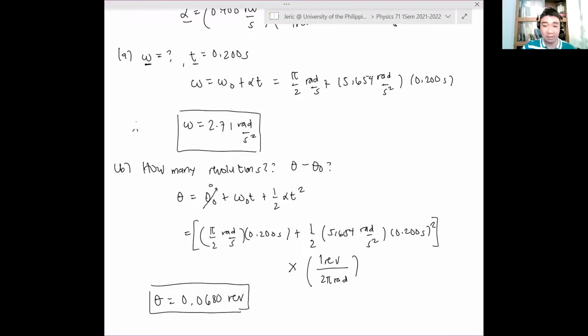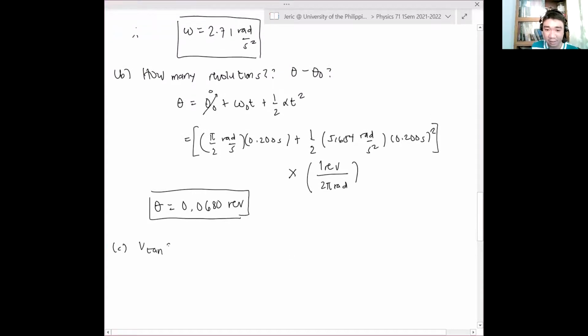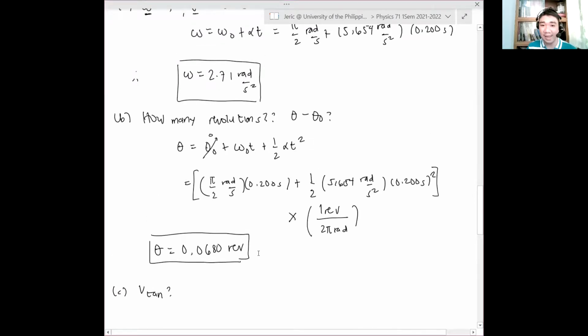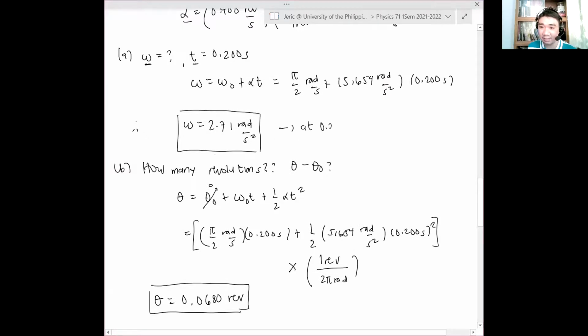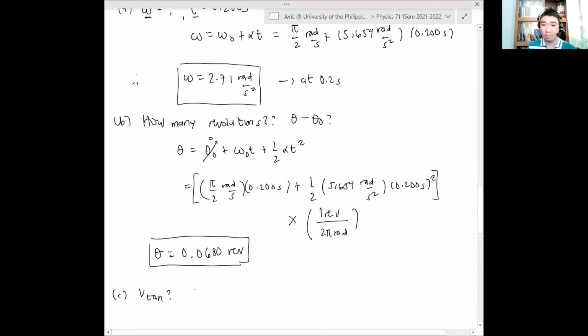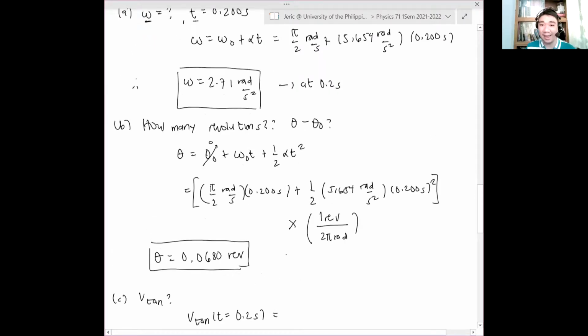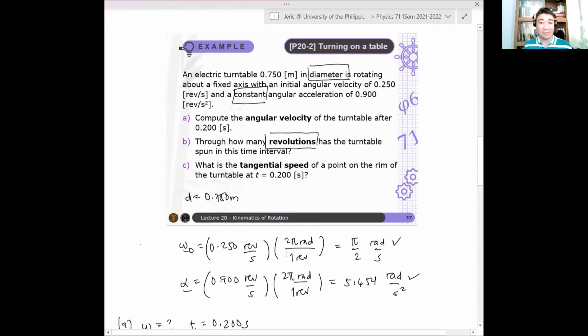Okay. Now, finally, letter C. What is the tangential speed at t equals 0.2 seconds? The omega at 0.2 seconds is already given. So what will we do to determine the tangential velocity? The tangential velocity at t equals 0.2 seconds is equal to r times omega. The given is the diameter of the turntable, 0.750 meters, which is D.